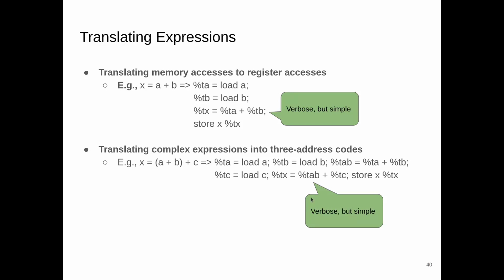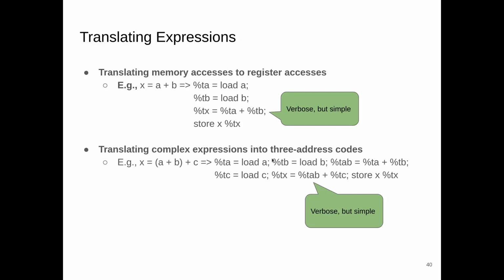And then we are going to load C, which is going to be used in the second addition here, and then calculate Tx, which is the summation of a plus b, which is stored in the register TAB, and the value of C, which is stored in the register TC. And then the result Tx is stored in the memory location X here. That has exactly the same meaning as the original C program. Load A and B, then add the values, and then load C, and add the value, and store the final calculation into the memory location here.